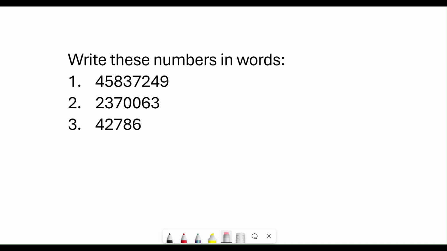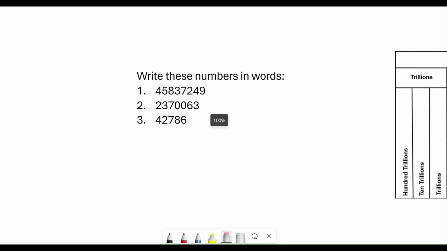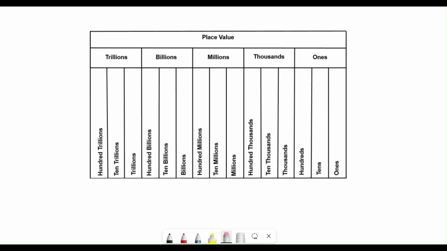Hello everyone. So today our topic is to write these numbers as words. To do this we should always be sure about the place values. So this is ones, tens and hundreds, they are in the group of ones. Thousands, 10,000s, 100,000s, they are thousands.